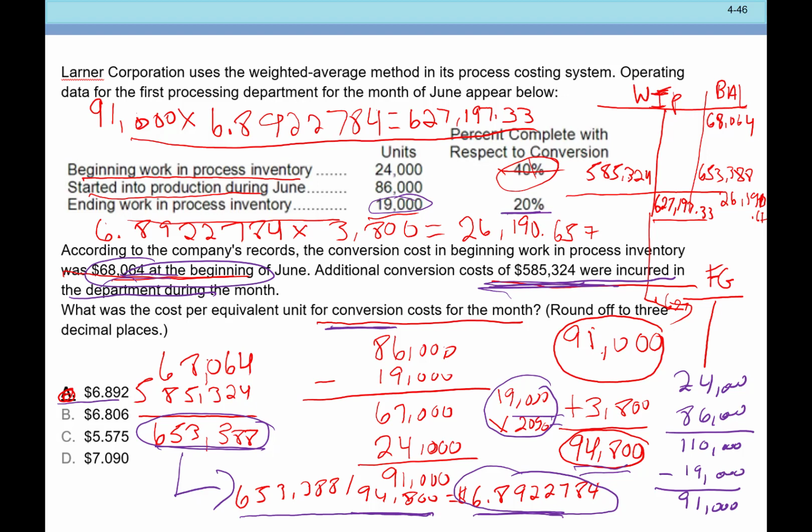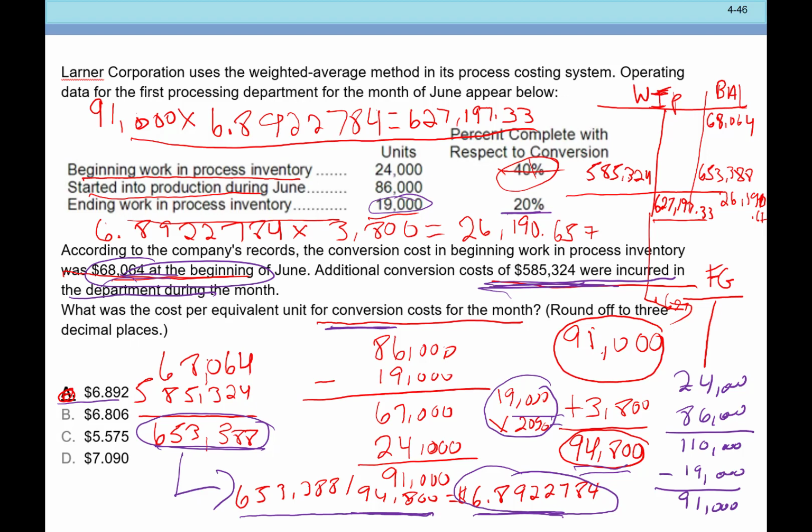Since those units got transferred out, that comes to a total of 627,197.33. Now, I jumped the gun a little bit. The costs that were added to work in progress for the period, for my conversion costs, were 585,324. So I get this total of 653,388. I take that 627,197.33, the number I just calculated by taking 91,000 times the 6.8922784, and I credit it for that cost.